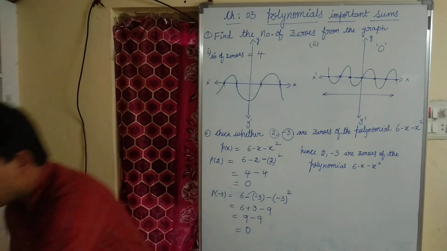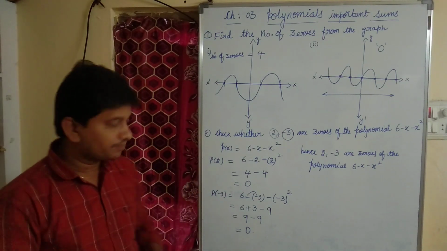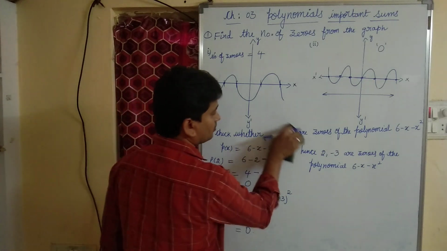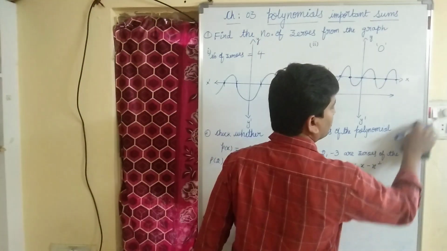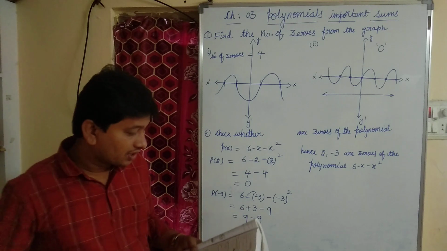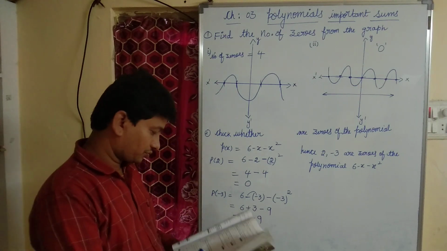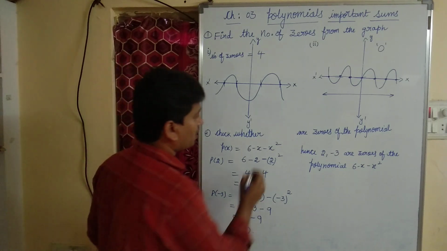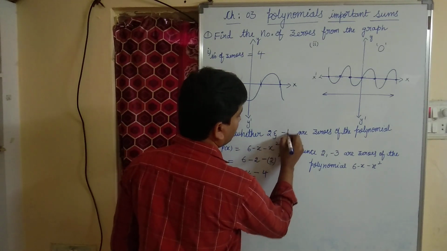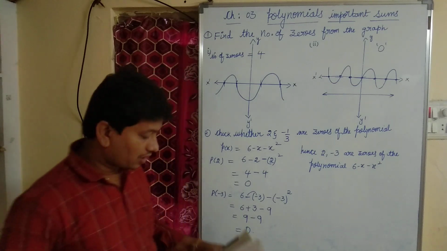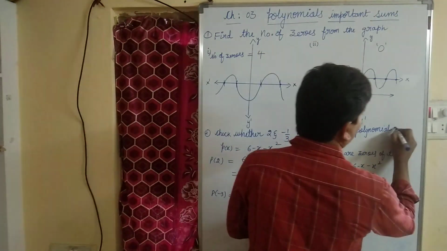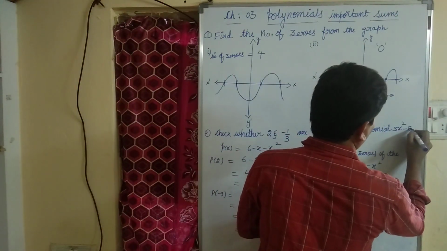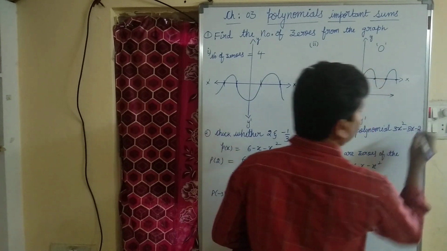Okay, so they may ask a question like this. One more question let us do now, with the same method. Let us discuss one more problem. Check whether 2 and minus 1 by 3 are the zeros of the polynomial 3x square minus 5x minus 2.